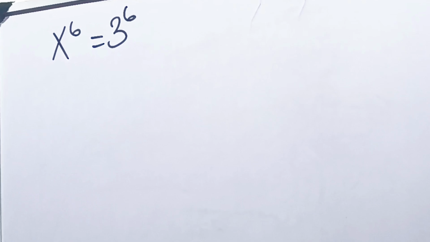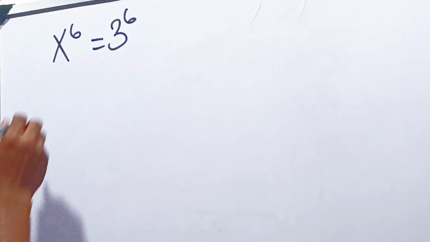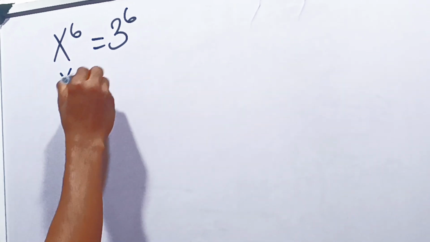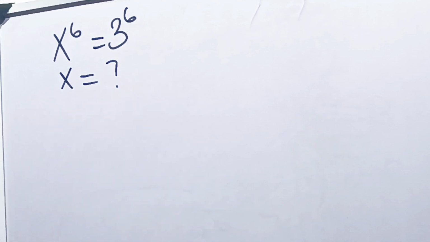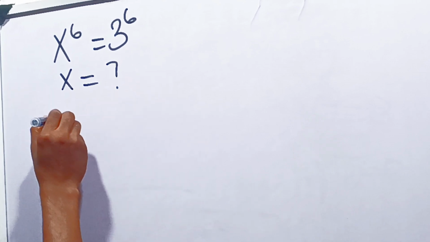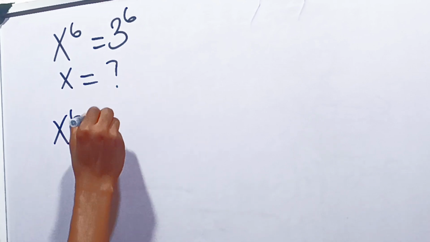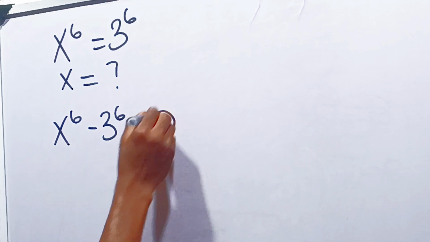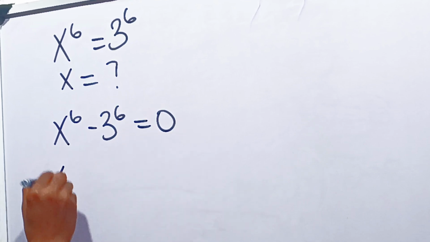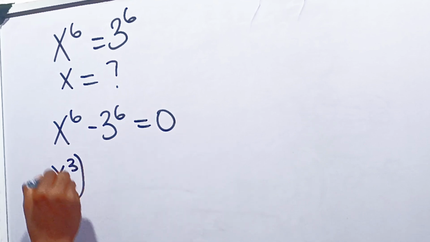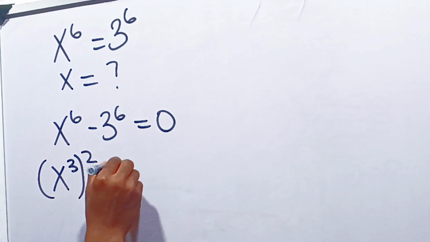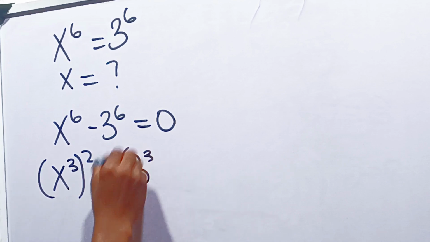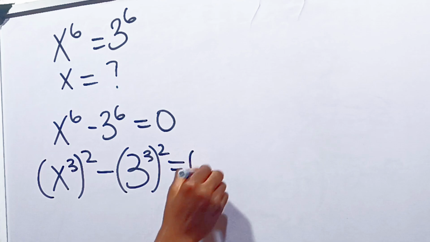This x raised to power 6 is equal to 3 raised to power 6. We're going to solve for x in this question. First thing we can do here is to say that x raised to power 6 minus 3 raised to power 6 is equal to 0. Now, we can have that (x cubed) squared minus (3 cubed) squared is equal to 0.